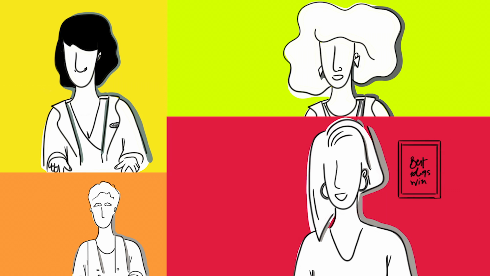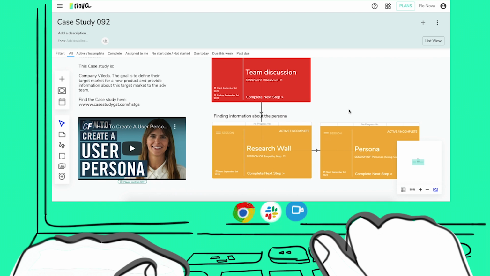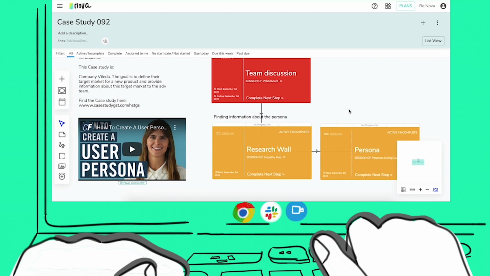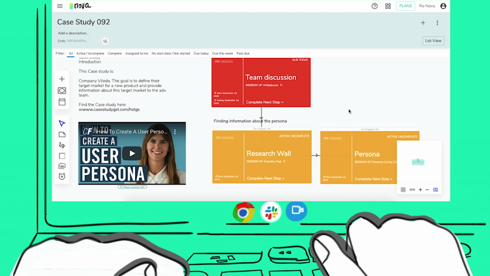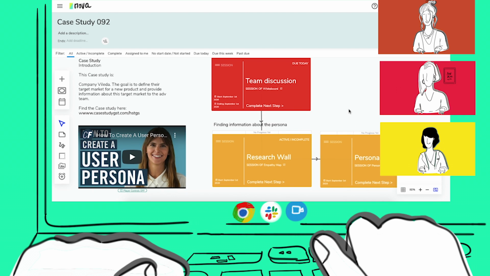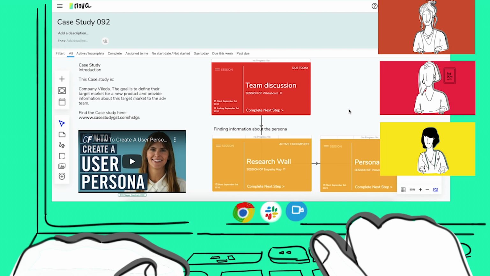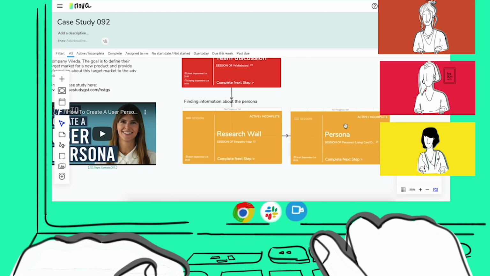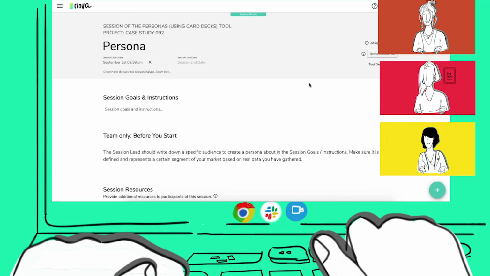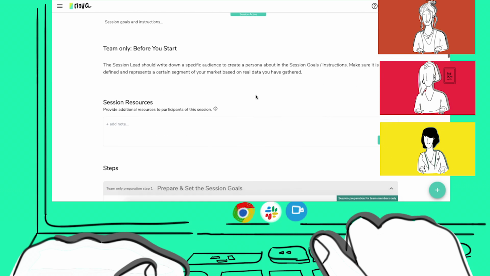Students make teams, and Tom can share the name of the project template they need to use for each project. And students work together in a visual and collaborative space. In this case, his students are learning about how to define a specific target market and create a persona. And all the students start working on their case study together.